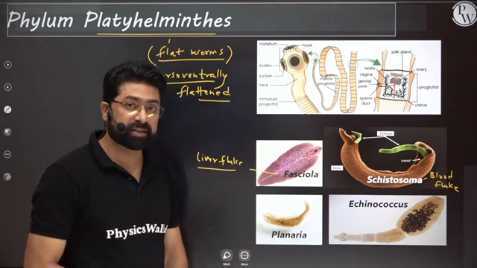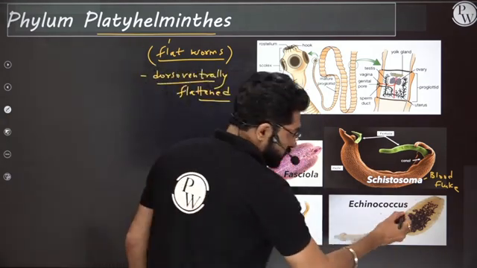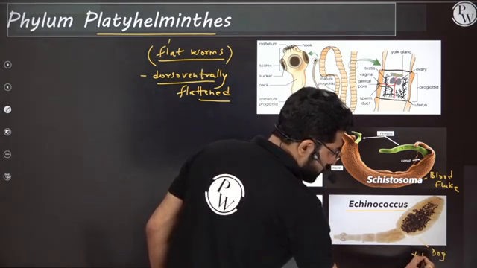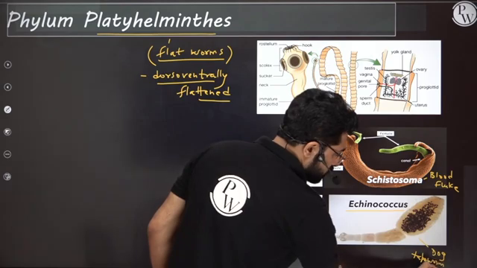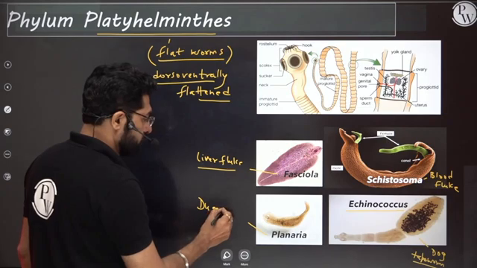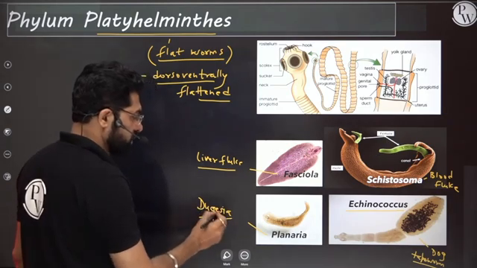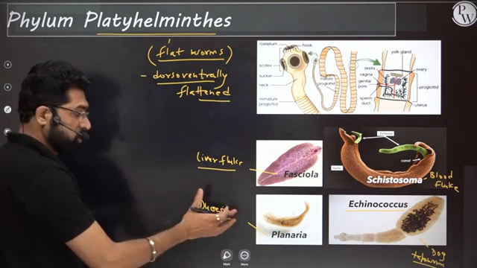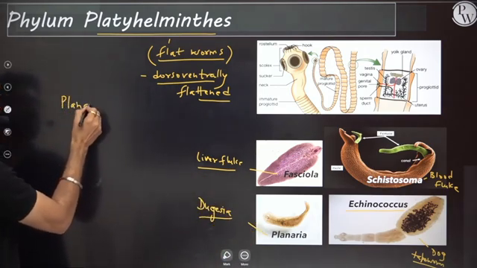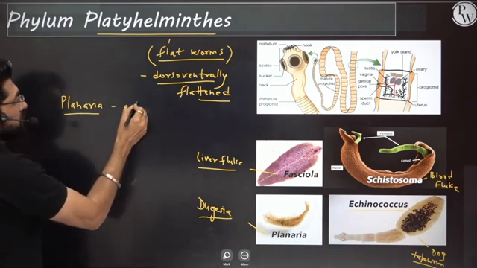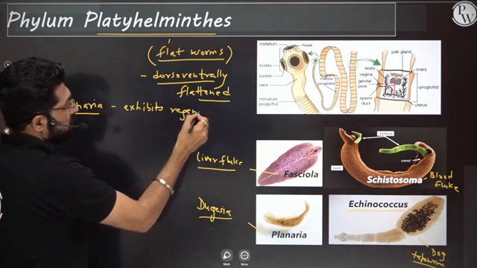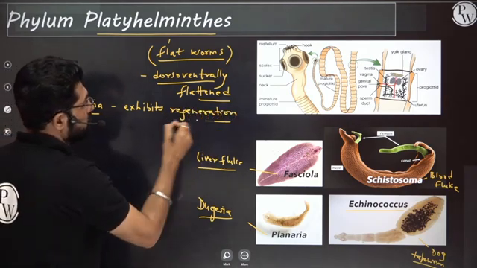Here is Echinococcus, that is dog tapeworm. Echinococcus is called dog tapeworm. This is the smallest one. And Planaria is also called Dugesia. It shows excellent regeneration. So Planaria exhibits regeneration. Very high regeneration you can find in Planaria.